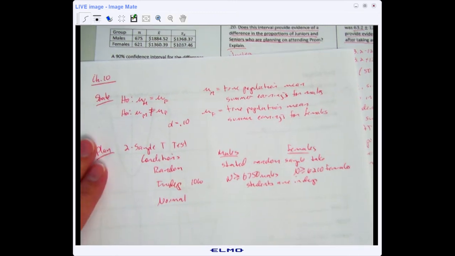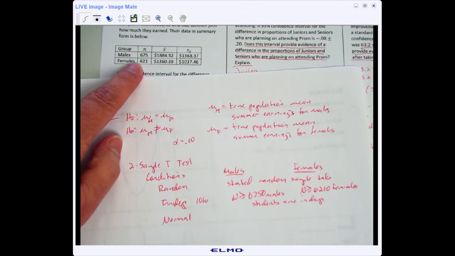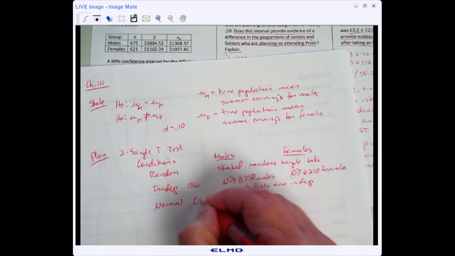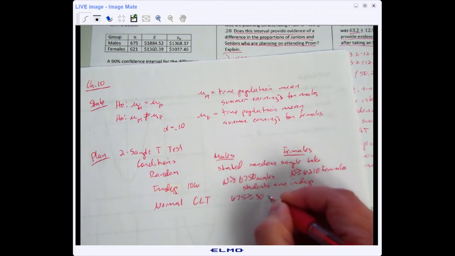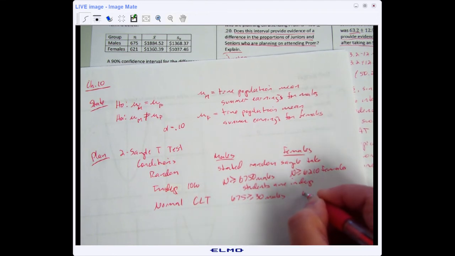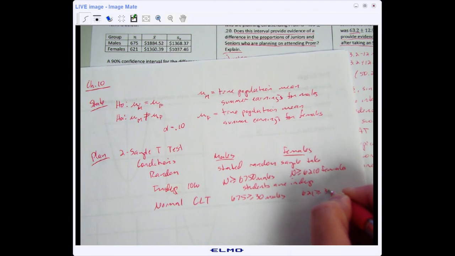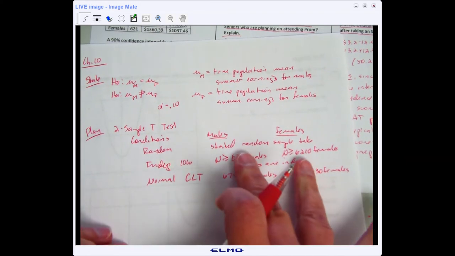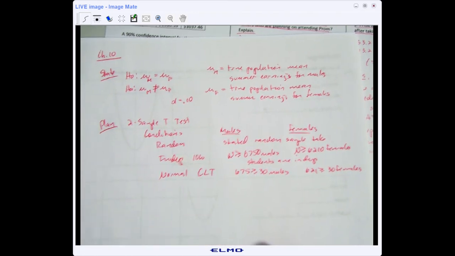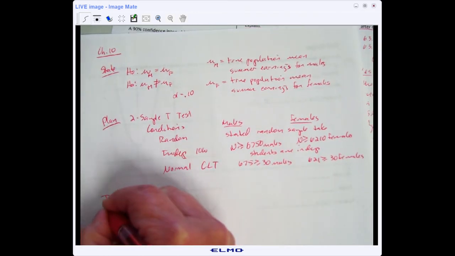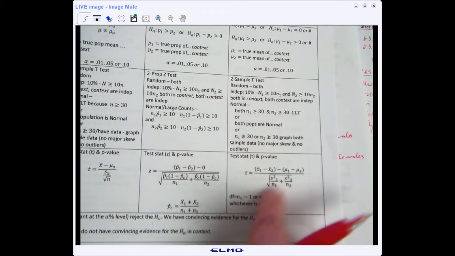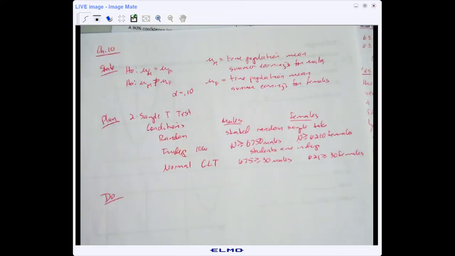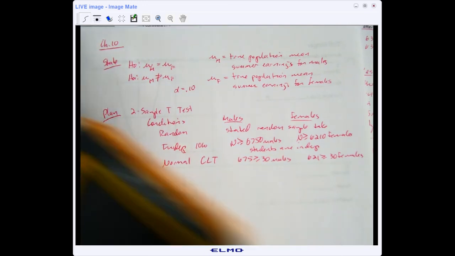And then for normal, thank goodness my sample size is large, so I can say central limit theorem because 675 is greater than 30 and 621 is greater than 30. Okay, so not too bad. I just kind of had to do double duty with my condition. Now, when we do the do, I'm actually not going to go through and plug everything in. Instead, I'm just going to run this in the calculator.